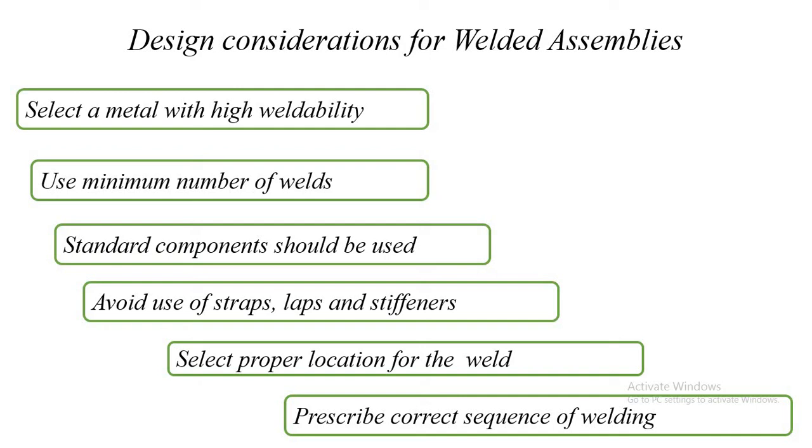Use of minimum number of welds. It is advised that in order to prevent distortion, the designer should provide minimum number of welds as it reduces cost. Use of standard size plates, bars and rolled sections are preferred. Avoid use of straps, laps and external stiffeners.